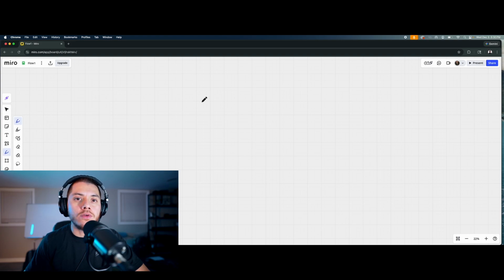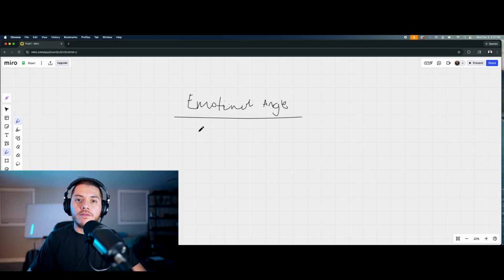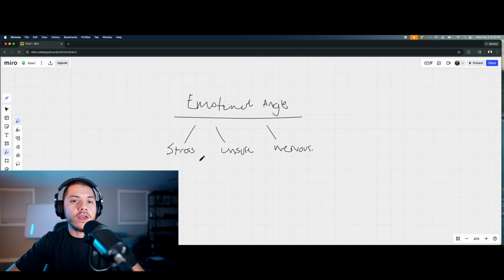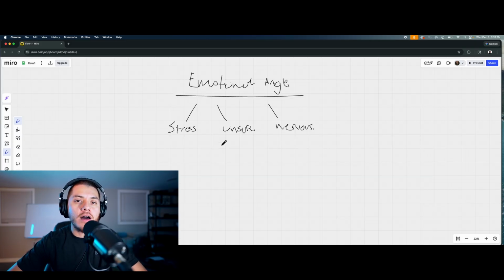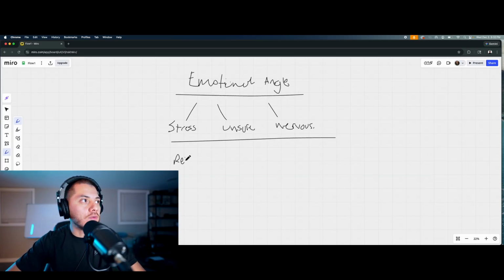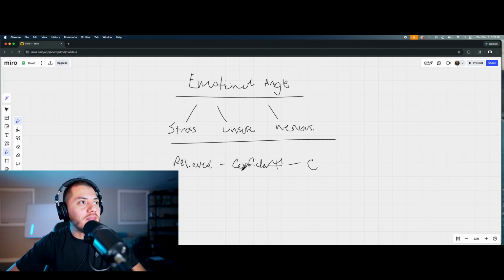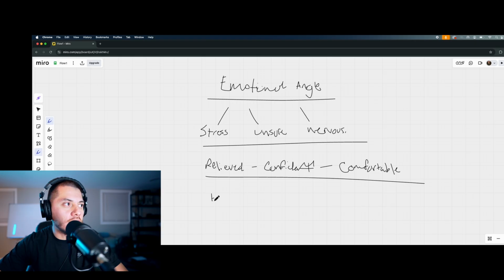When you're scrolling through your reviews, the first thing that you want to identify is an emotional angle. This is what I want you to look out for. I want you to look out for how the customer felt before the project. Were they stressed out? Were they unsure? Were they nervous? Are they using any of these terms in the review? You also want to look out for how they felt during the project. Did they feel relieved? Did they feel confident? And did they feel comfortable? And then also, how did they feel after? Were they happy? Were they satisfied? Are they saying all of these things inside of their review?